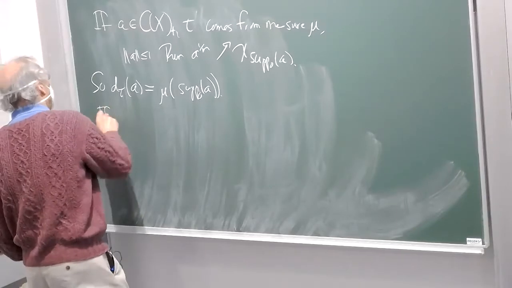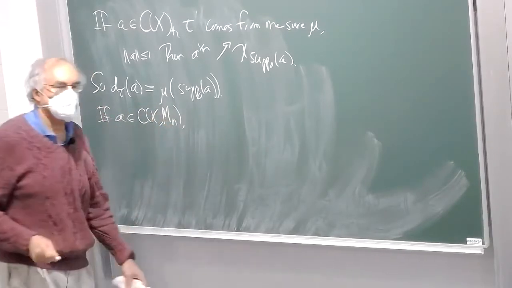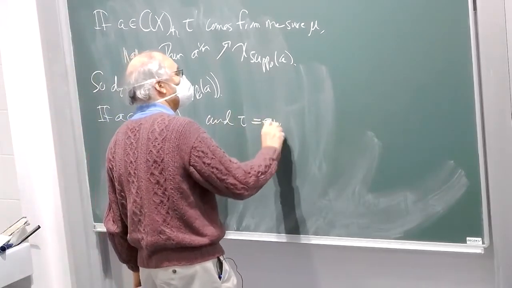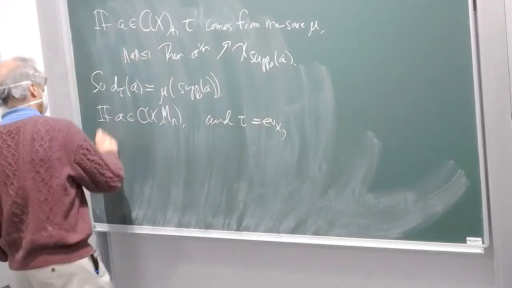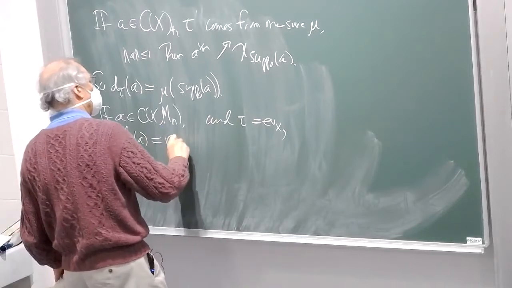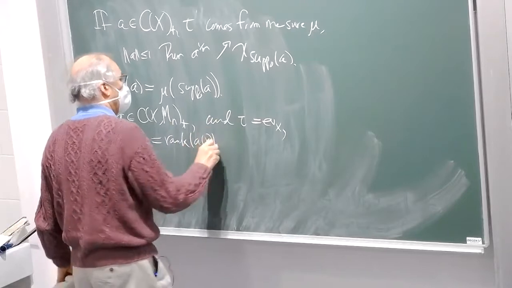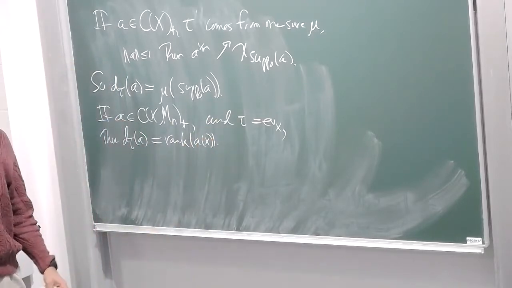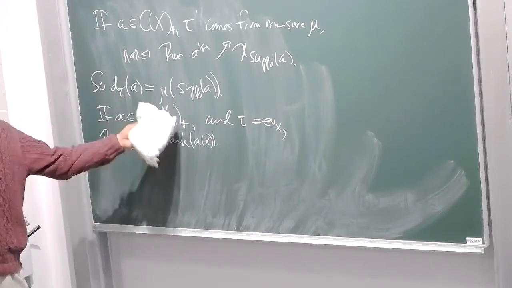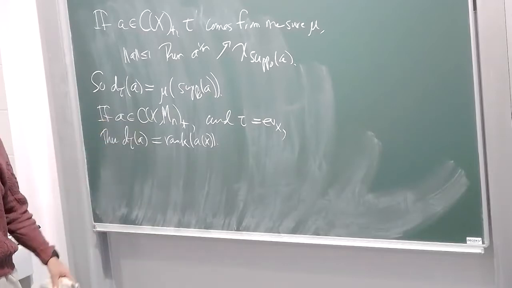If a is in C(X) with matrices, and tau is evaluation at x, then d tau of a is the rank of a at x. And you get the rest of them by integrating: you look at the places where the rank has various values, take measures of those sets, multiply them by the ranks, and add them up.